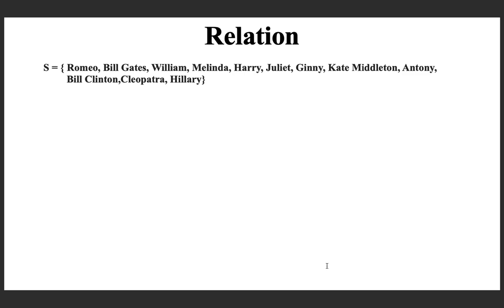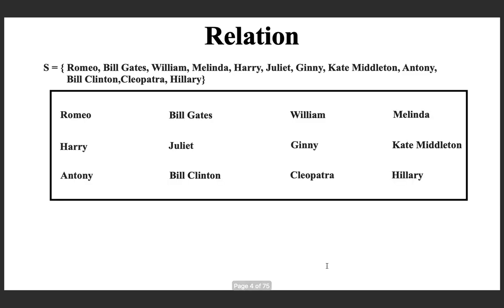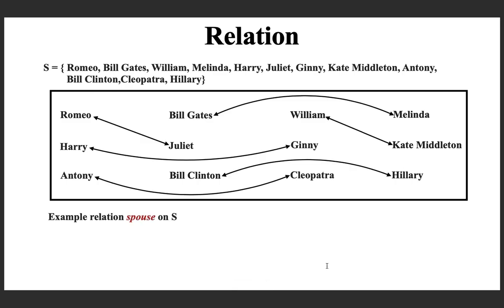by an example relation defined on a set of persons or characters. This is a set of 12 characters or persons, famous characters or persons: Romeo and Juliet, Bill Gates and Melinda, Antony and Cleopatra, Harry, Ginny. All these are either famous characters or famous persons. Now look at the spouse relation on this set.